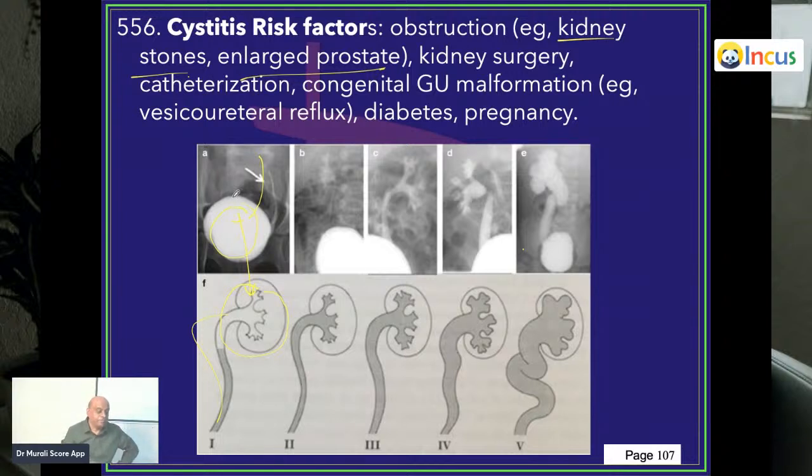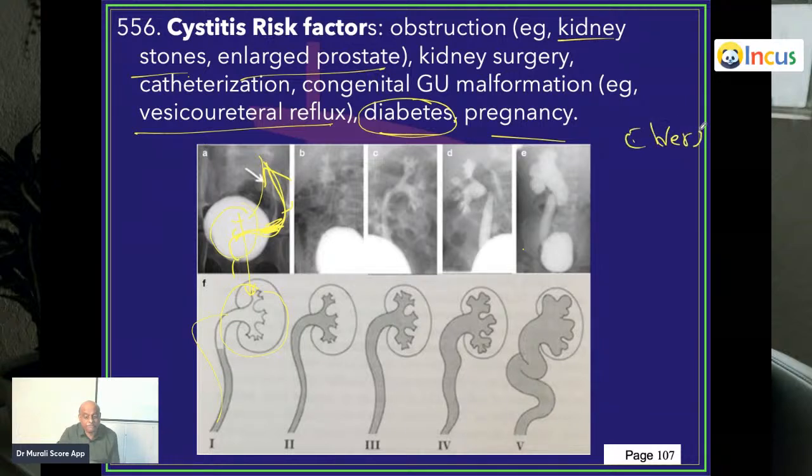What is that called? Vesico-ureteral reflux. That means urine came from ureter into bladder, but there is a small valve that prevents backflow. If that valve is affected, then the urine will gush back into the ureter and backwards. Vesico-ureteral reflux. Then diabetes, pregnancy. Very common diabetes. So always remember, doctor, elderly diabetic female.